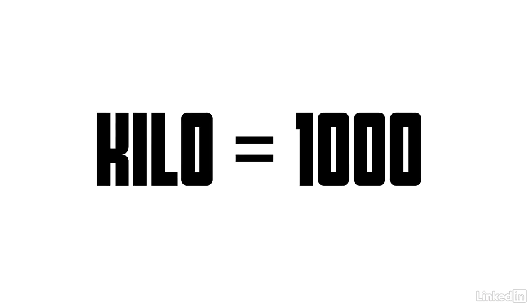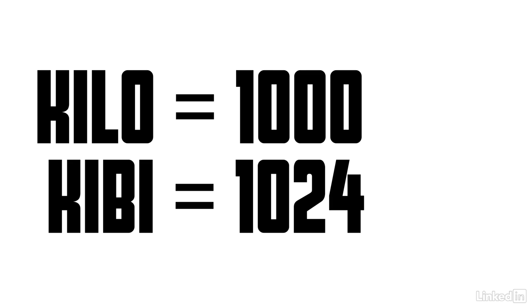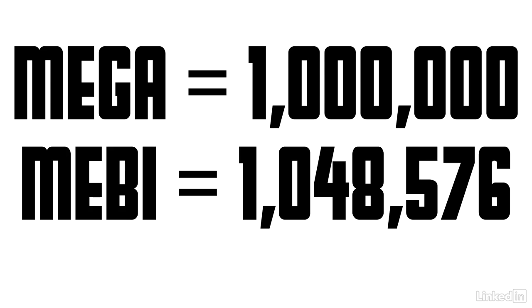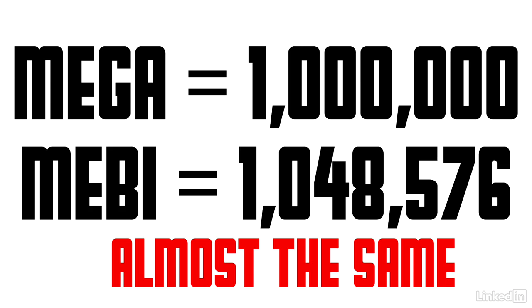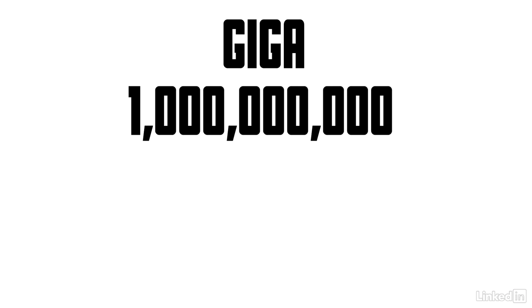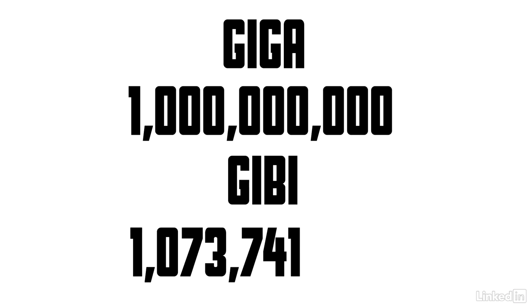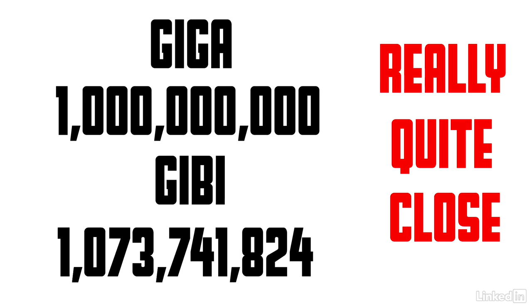Let me show you what I mean. We know that a kilo is exactly 1,000, but a kibi is 1,024. They're almost the same number. A mega is 1 million, but a mebi is 1,048,576. They're almost the same number. A giga is 1 billion, but a gibi is 1,073,741,824. They're almost the same number. And that's where the problem came into play.